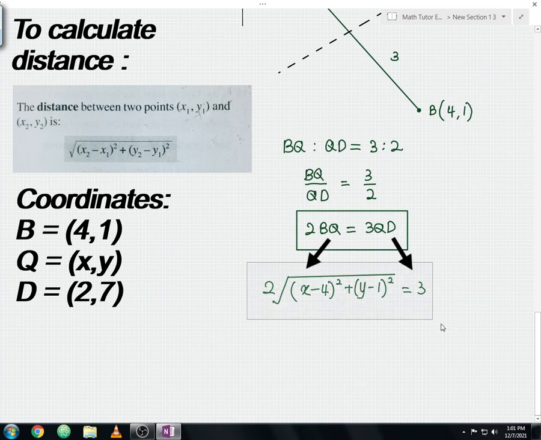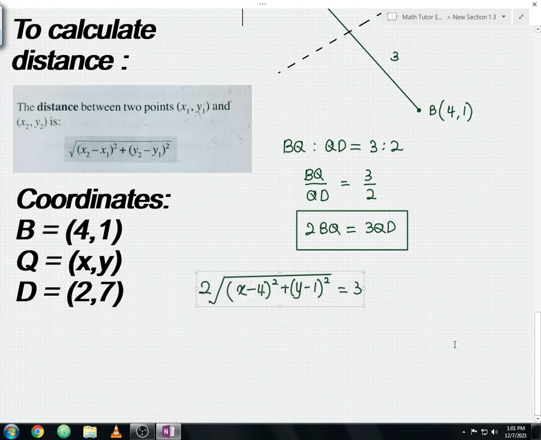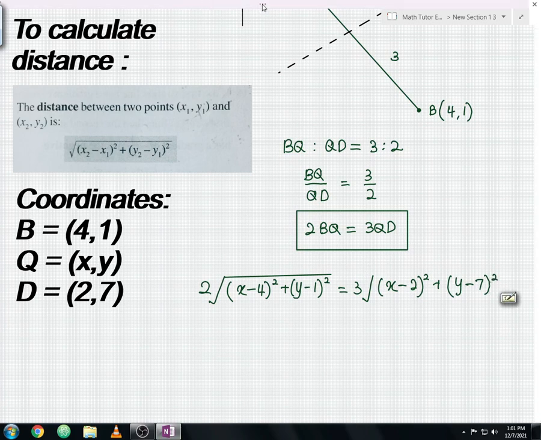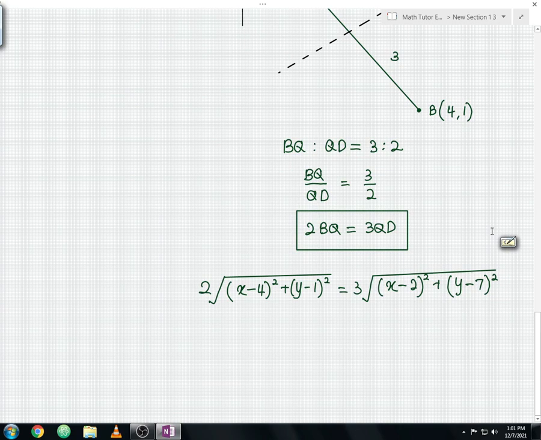So from here, the 3 you times with the square root, x minus 2 square plus y minus 7 square. Okay, let me underline the square root line. For the next step, we're going to square both sides because we need to eliminate the square root. So we square both sides.